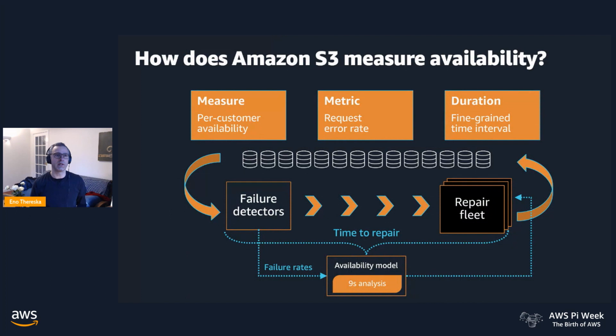Okay. So again, in summary, measure per customer availability using request error rate during a fine-grained time interval, as well as be proactive about measuring availability in your system. And the most important thing is, if there is anything wrong, then repair it as fast as possible.